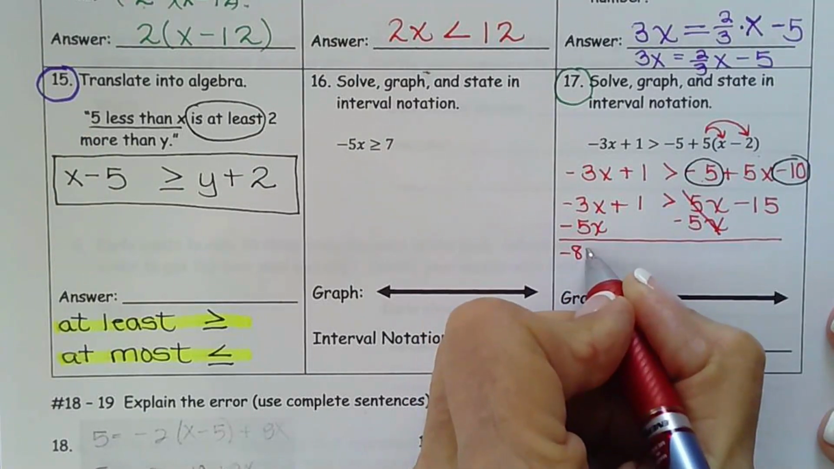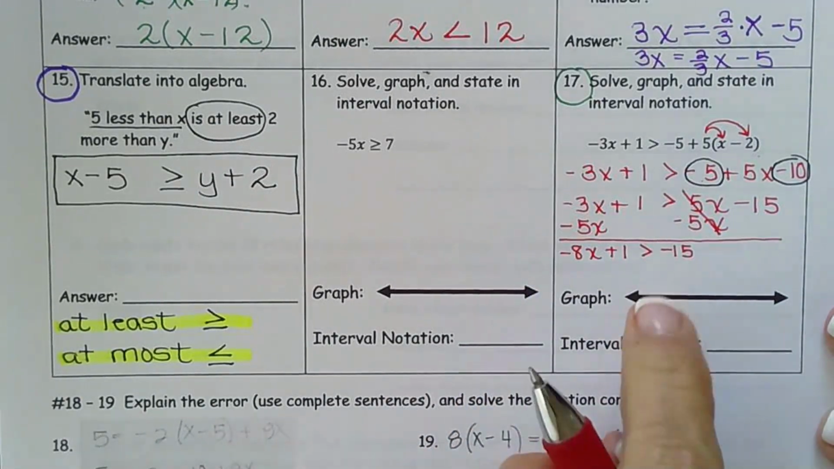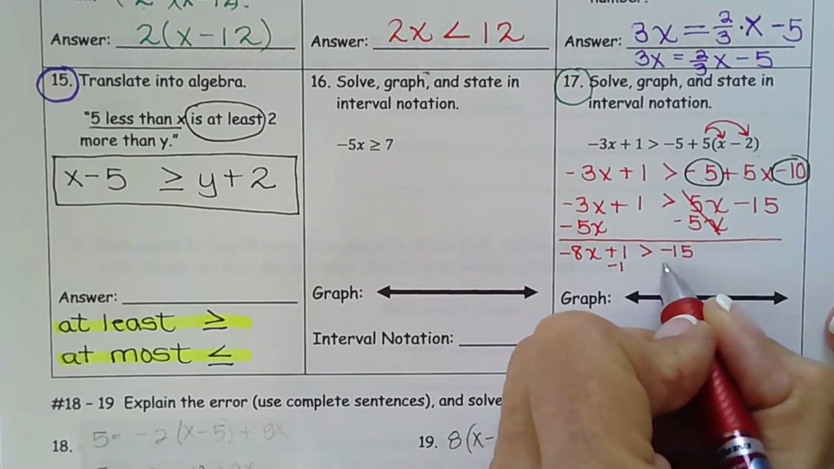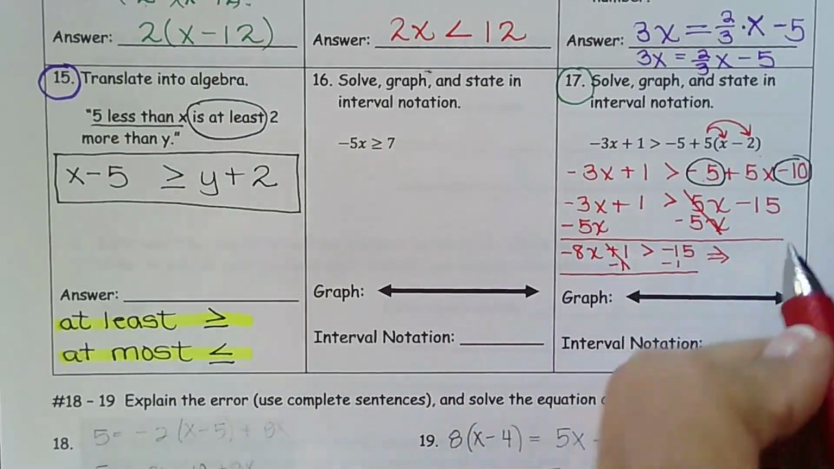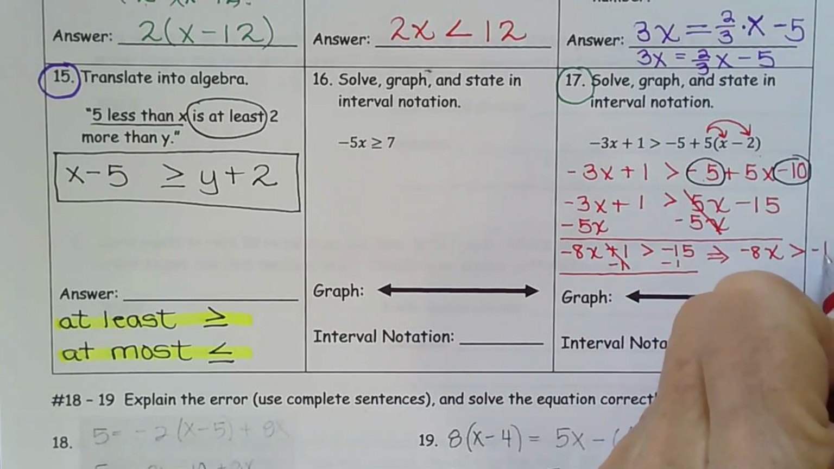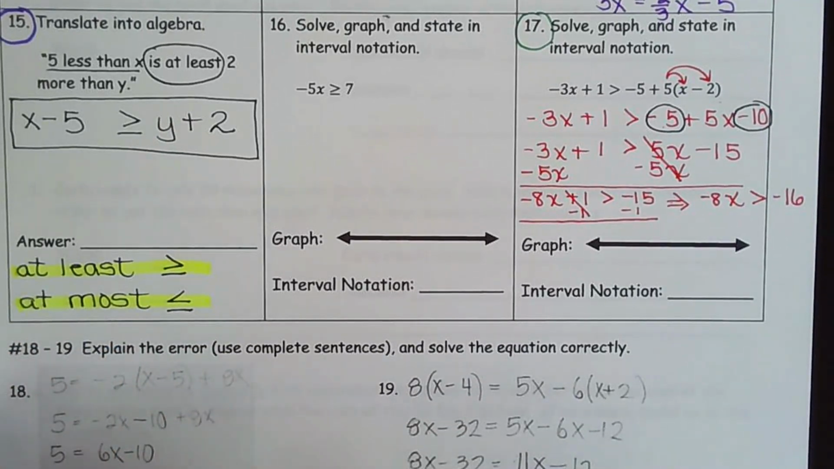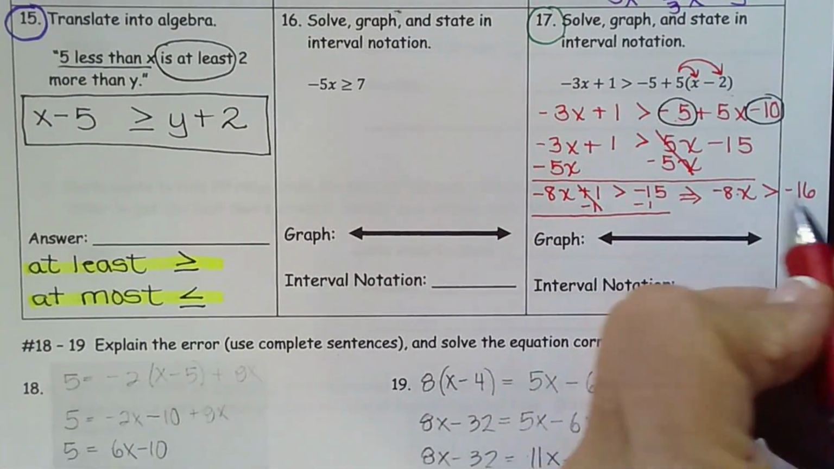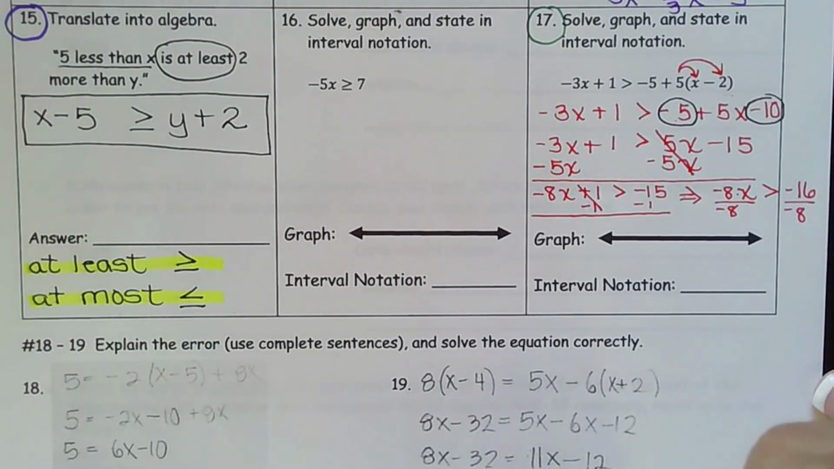So we have negative 8x plus 1 is greater than negative 15. Now we need anything without an x. All constants move to the right. It looks like I'm going to have to go sideways on this one. So that leaves us with negative 8x is greater than negative 16. So at this point, I already know my symbol's going to flip because I see that negative 8 in front of the x. So opposite of times negative 8 is divide by negative 8. That is going to flip the symbol.